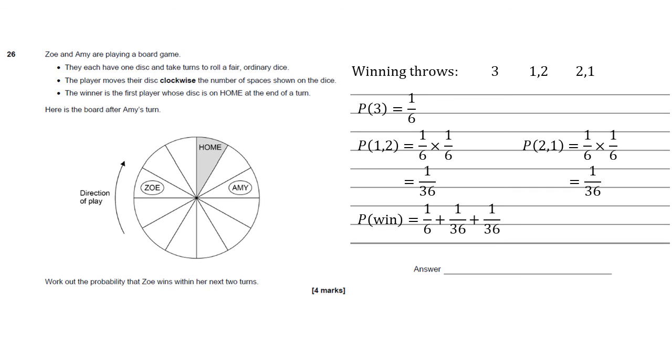So the probability that one of these happens, we're now going to add them together. So 1/6, add 1/36, add 1/36. We can do this if we convert that first fraction to 6/36. We can now add the tops together to give us 8/36, which simplifies to 2/9.